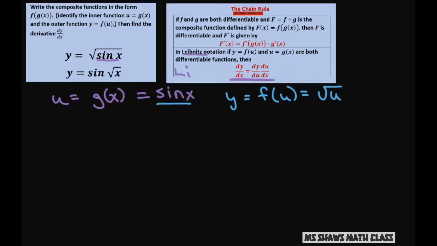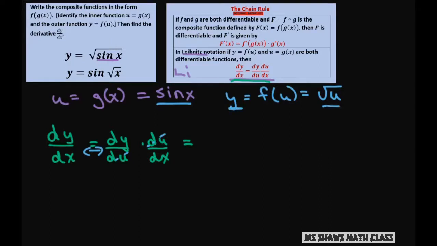And then we just use this formula. The derivative of y with respect to x equals the derivative of y with respect to u times the derivative of u with respect to x. And of course, this is the same formula because these two would cancel out. So when you get that, let's do the derivative of y with respect to u. That's just going to be 1/2 u to the negative 1/2. Then we multiply it by the derivative of u with respect to x, and that's just cosine of x.